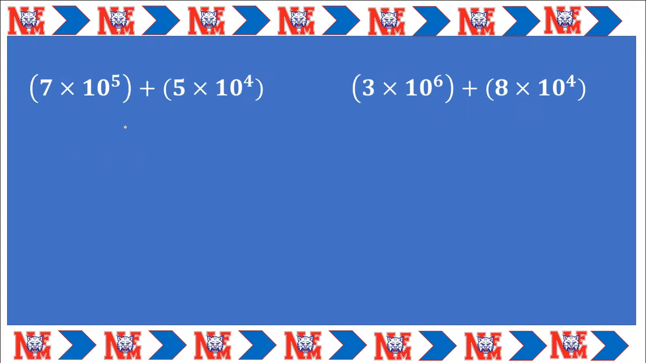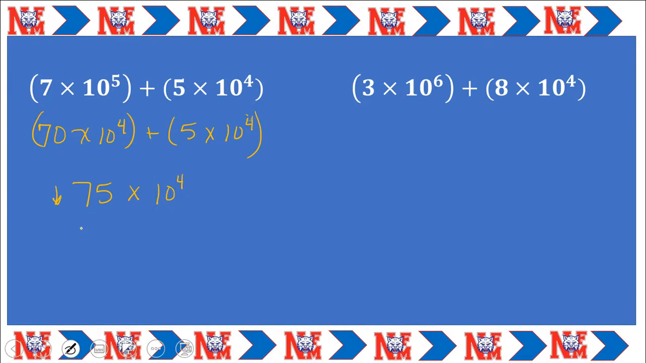Let's do these two together. I notice that my powers are not the same. I'm going to adjust this and make it 70 times 10 to the fourth plus the 5 times 10 to the fourth. I'm going to add the 70 and the 5 to get 75 times 10 to the fourth. We're going to make our adjustment. We're going to go down in value to make it 7.5, so I need to go up in value to make this a 10 to the fifth power.